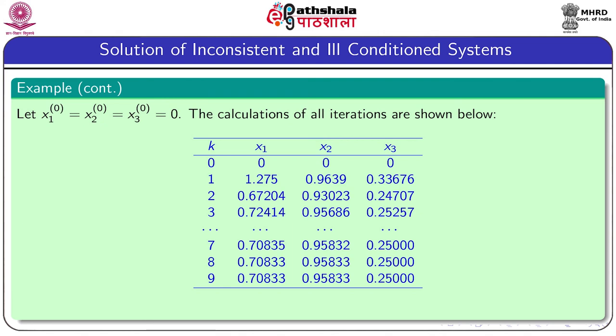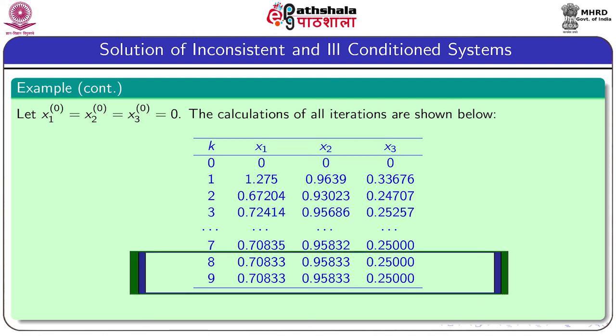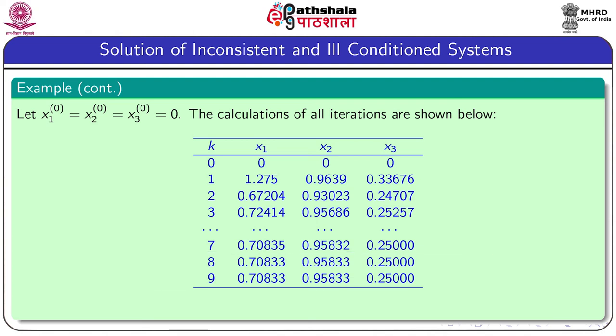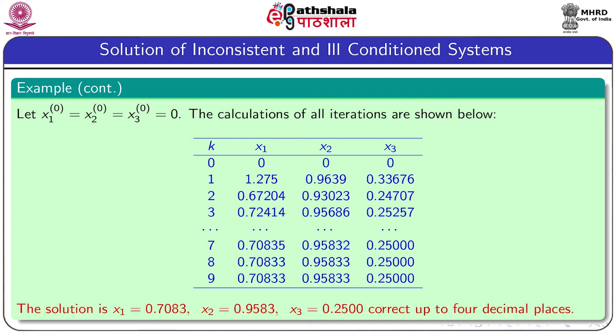Let x1^0, x2^0, x3^0 equal to 0 be the initial solution of the iteration scheme, and all other calculations are shown in the following table. Note that rows number 8 and 9 are the same, that means we terminate the iteration process at the 9th iteration. And the solution of the given system of equations is x1 equal to 0.7083, x2 equal to 0.9583, and x3 equal to 0.250, correct up to 4 decimal places.